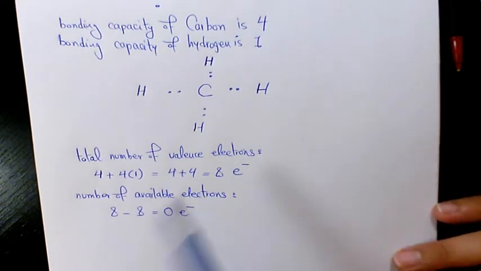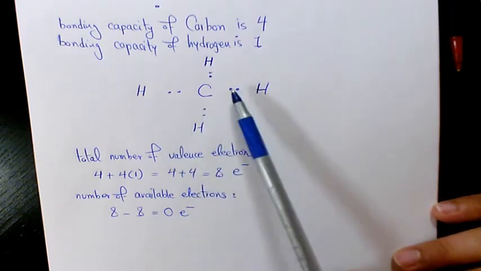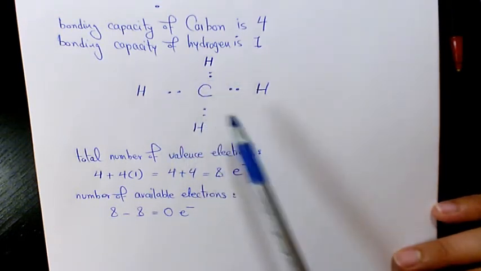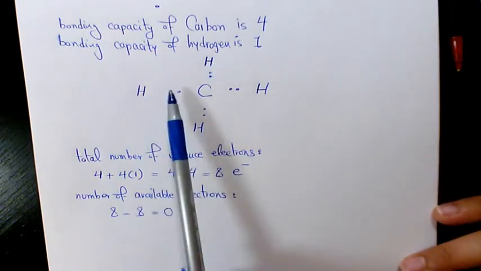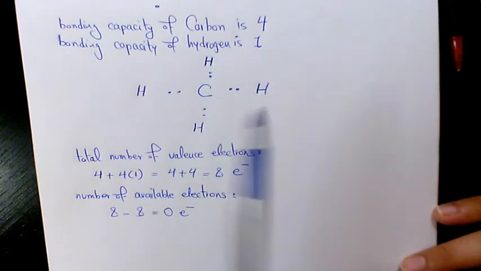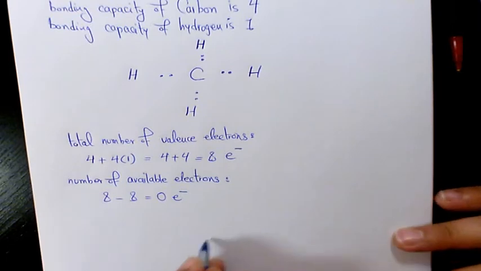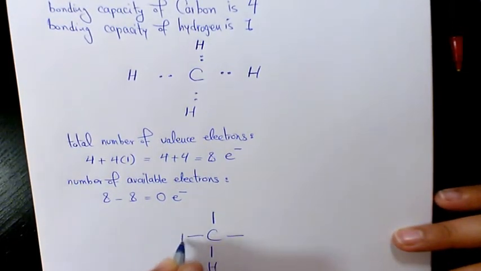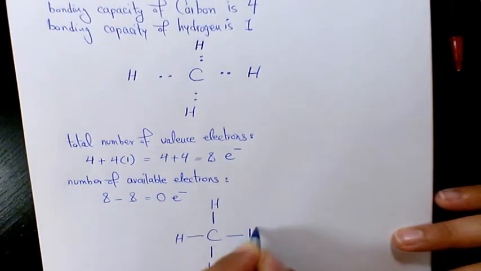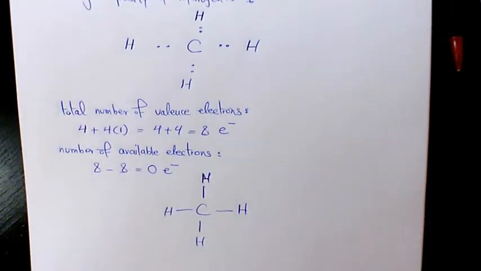So we need to see if we have the octet rule for carbon. So we have the octet rule for carbon, 2, 2, 2, 2. It's going to be 8, so that is good. And for hydrogen, we have the duet rule, 2, and 2 here, 2 here, and 2 here. So we just need to replace shared electrons with a dash. So it's going to be like that. So that's the Lewis structure for methane.